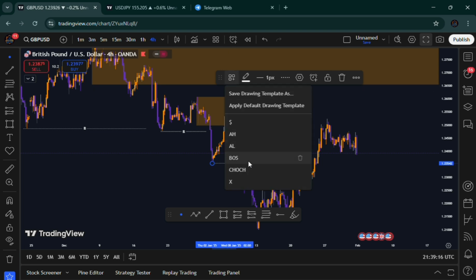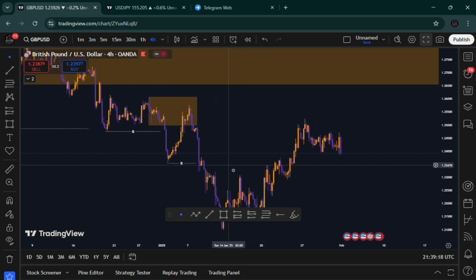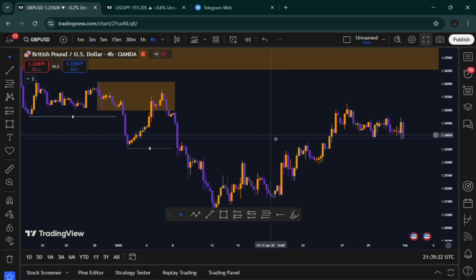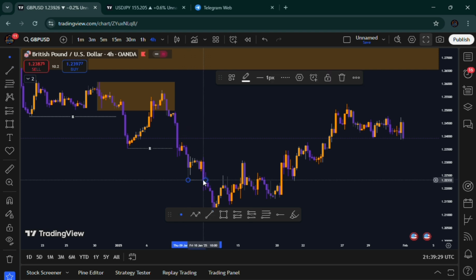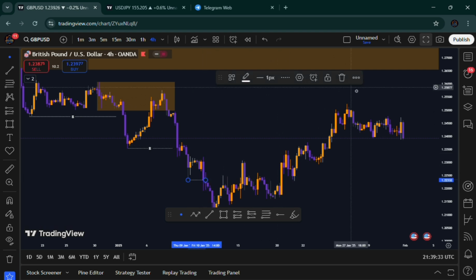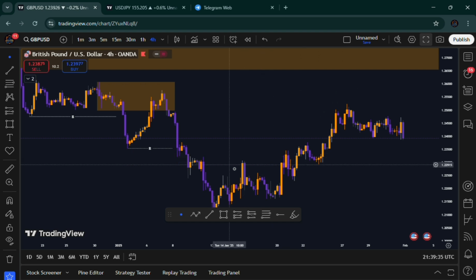Having this breakout structure, I know a lot of smart money traders, including my own personal students. I've seen my students send me this kind of chart recently, marking this out to be a breakout structure. But trust me, fam, this is never a breakout structure. The reason why this is not a breakout structure is because there wasn't any valid pullback here.